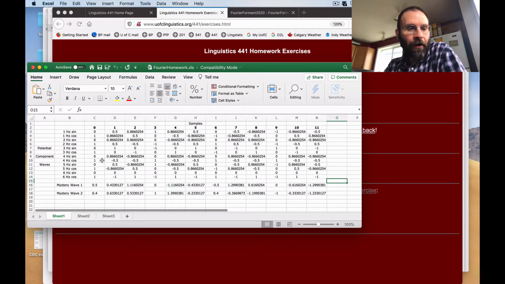And what I've got here are 2 mystery waves. So this is basically giving you what their samples look like starting at time 0. And then there's 12 total samples. So if you go from 0 to 11, that's 12 total. These are the amplitude values for each of the 2 mystery waves at each particular point in time. So for sample 2, this one is 1.116, this one is 0.533, so on and so forth.